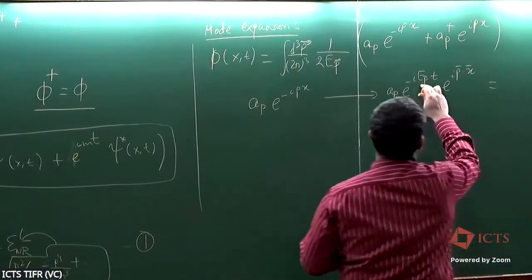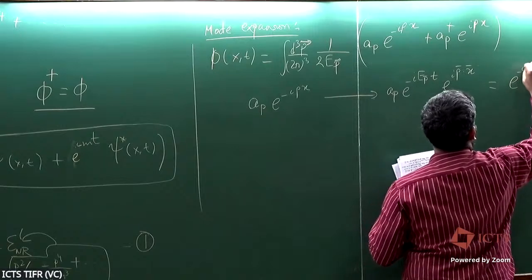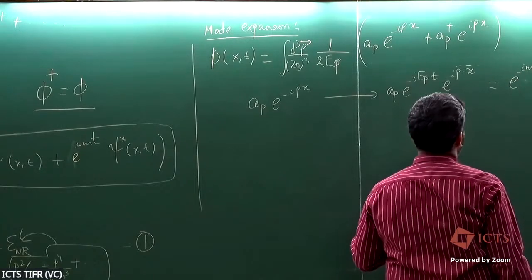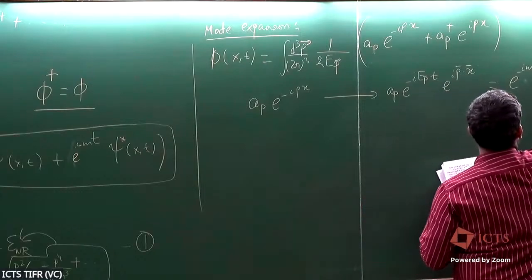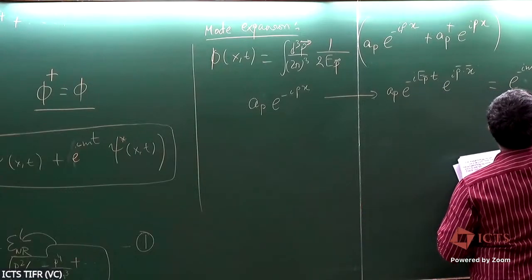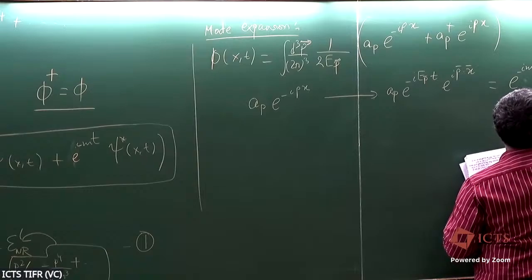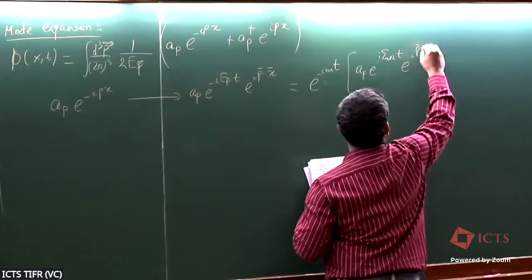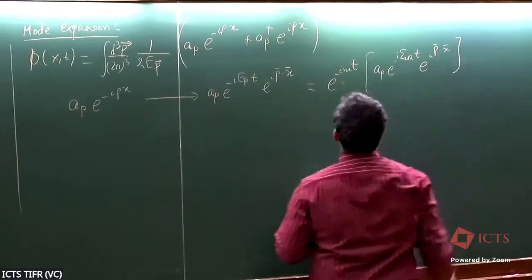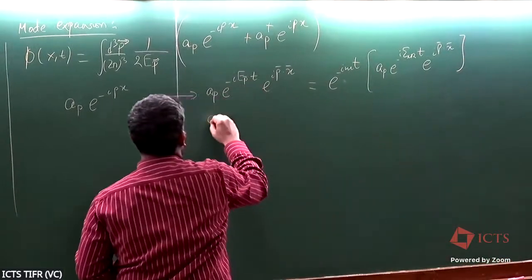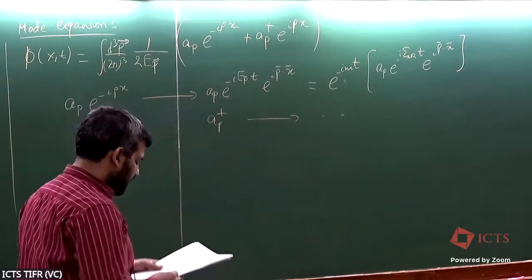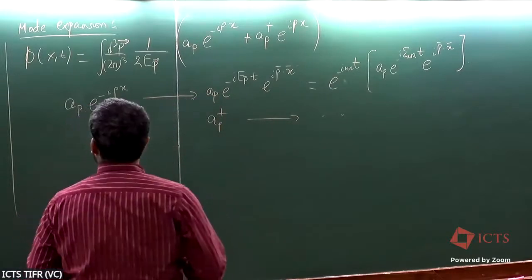And if I use it here, I immediately extract out my piece, which corresponds to the rest mass piece, and the rest is the usual one. And you can do the same for the a_p dagger in this term.